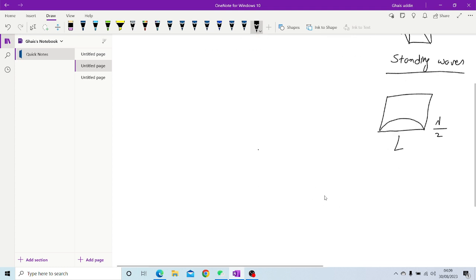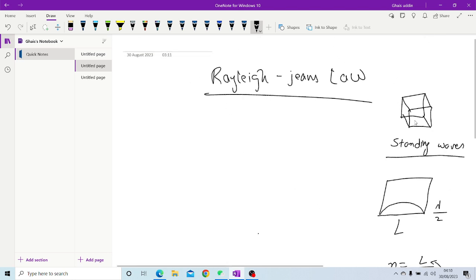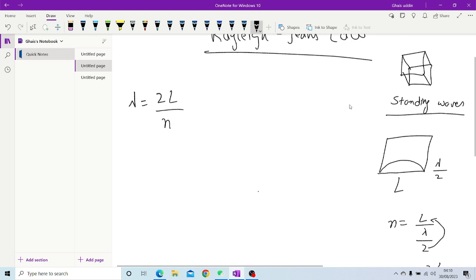We can write this like n is equal to L divided by lambda divided by 2. So this 2 goes up. n is equal to 2L divided by lambda. So I can write lambda as 2L divided by n. Now n is equal to 1, 2, 3, like this.